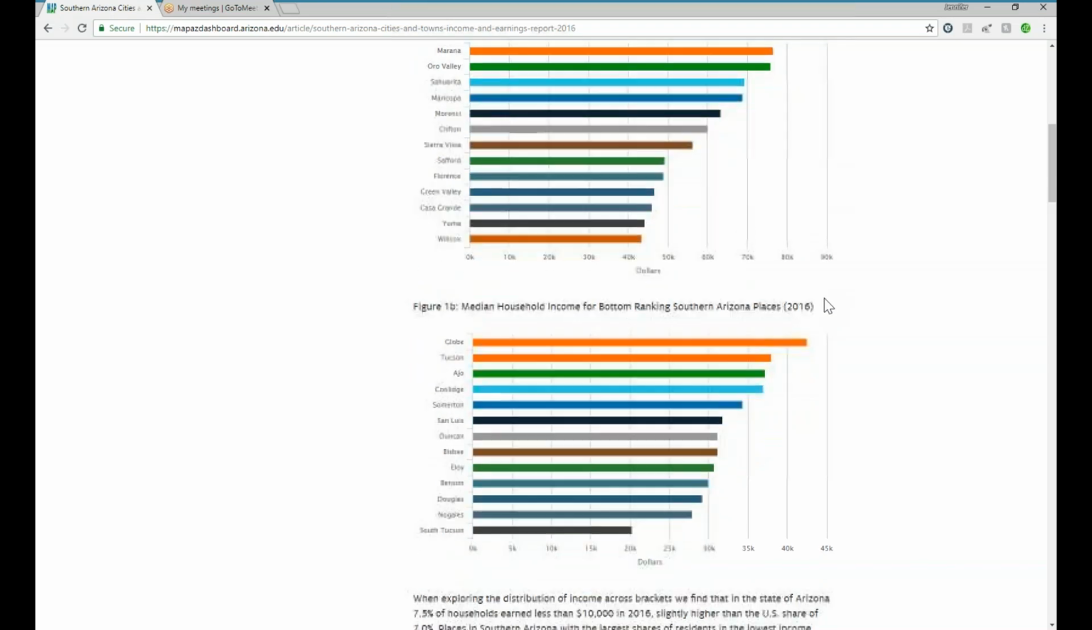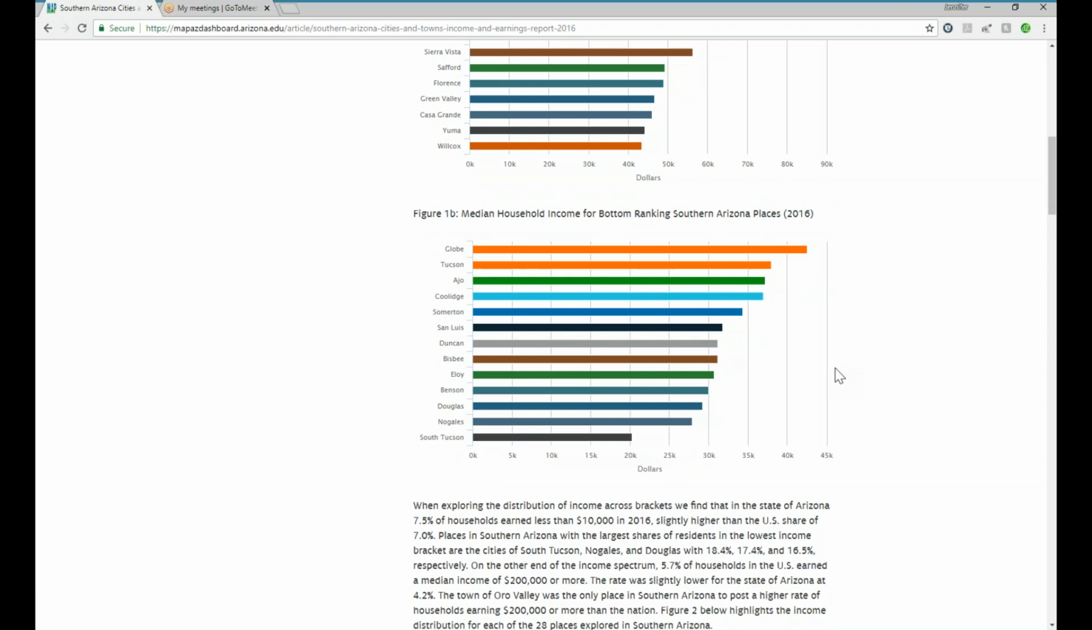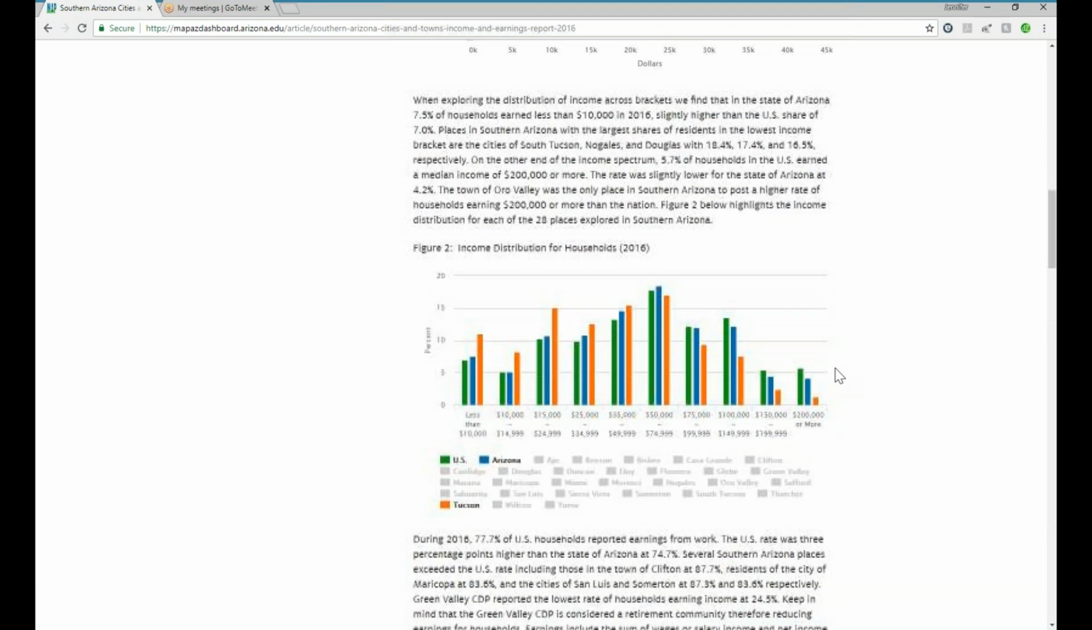And then we see, again, a direct correlation between some of our communities here at the bottom with the lowest levels of median household income having high poverty rates and high levels of SNAP assistance, which we'll see in just a few moments. So we'll continue down here and now look at income distribution and point out a couple of the key differences that we see from the U.S., Arizona, and the city of Tucson to places that have really high levels in the higher income brackets, or maybe have really high levels of households in the lower income brackets. So here you see the U.S., Arizona, and Tucson distribution.